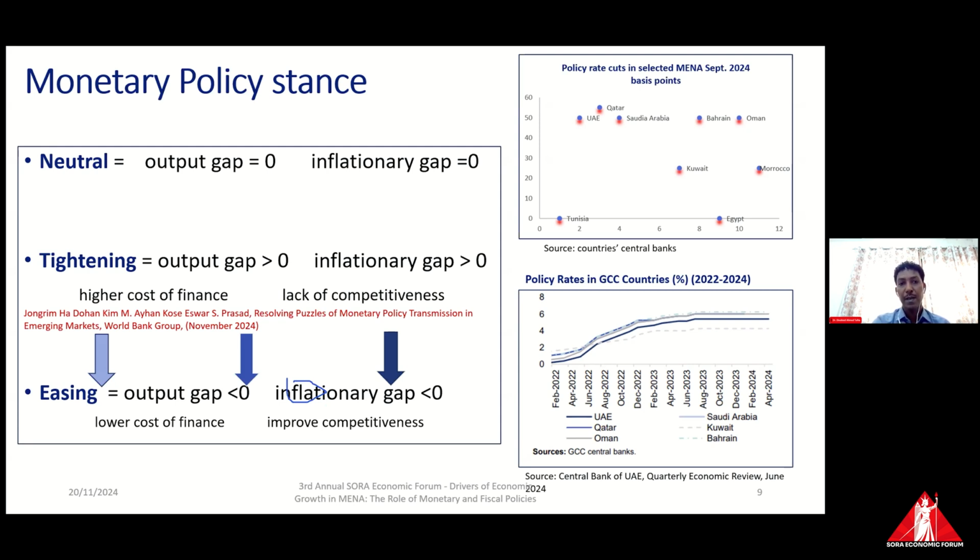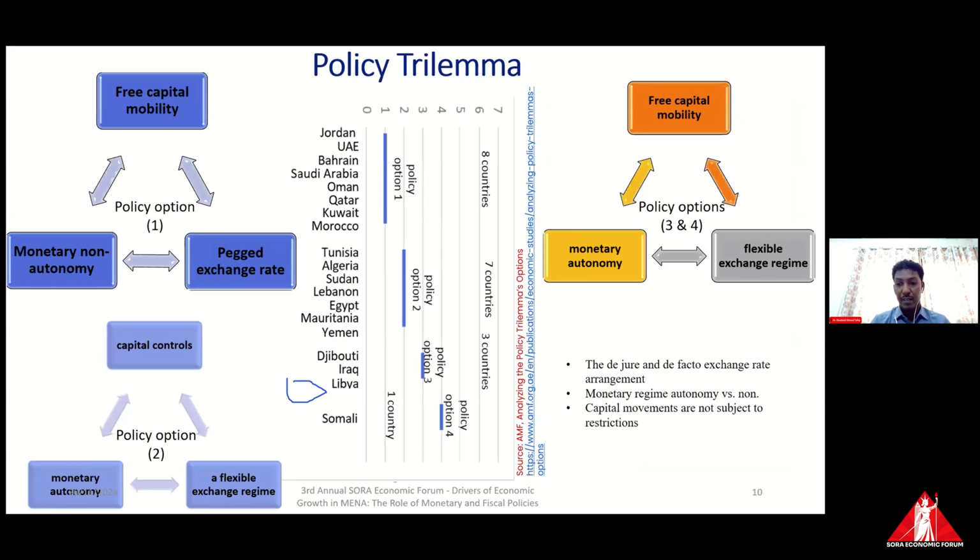For example, a very interesting paper has actually been published by the World Bank, talking about how to resolve puzzles on monetary policy transmission in emerging markets, and mainly talking about the price puzzles and exchange rate puzzles. Well, the central bank, in countries where the exchange rate is pegged against the currency of a trading partner, they always try to avoid any policy trilemma associated with the direction of the monetary policy.